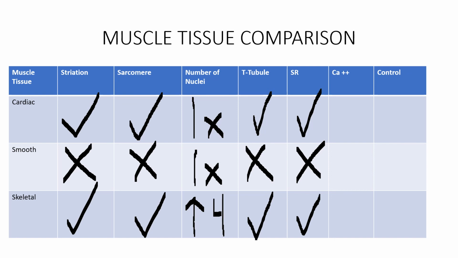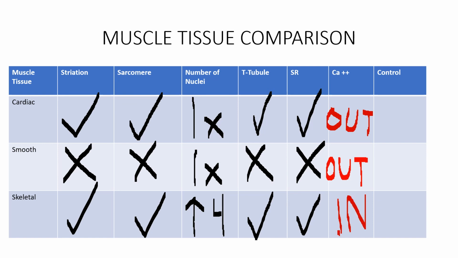With calcium, most of the calcium in your cardiac muscle comes from the outside of the cells. There is a tiny little bit inside the SR, but most of it's outside. Same thing with smooth. That calcium is going to bind to the calmodulin instead of troponin, and it's coming from the outside of the cell. Whereas in skeletal muscle, it's coming from the inside. Specifically, it's coming from the SR.